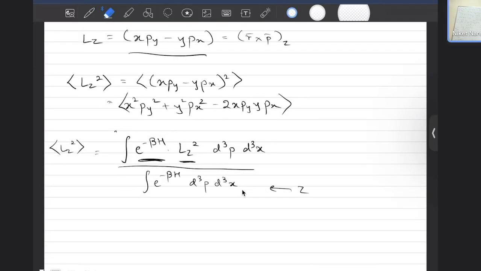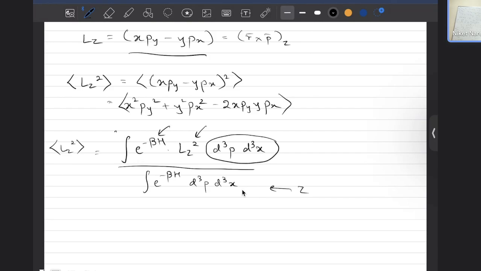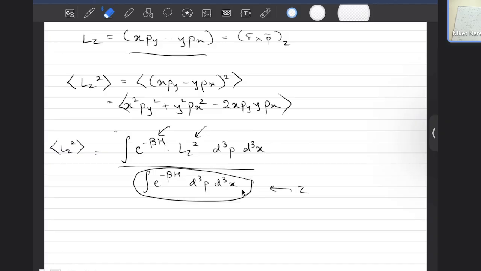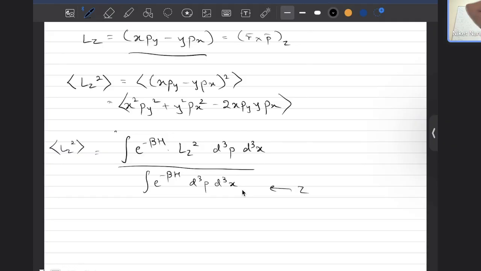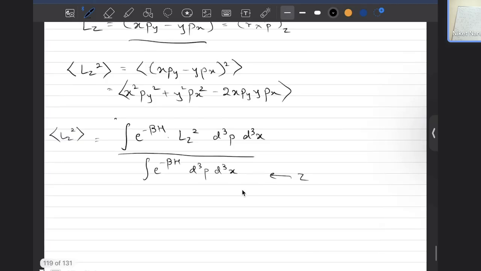So exactly that's what I've written: just the quantity that we require, weighted by this factor, integrating over all the degrees of freedom, divided by Z, which is just e to the power minus beta H integrated over all degrees of freedom. Okay, so this is what has been done in the class as well. Sir has done a similar problem, and this is the approach that he followed. So we'll also follow a similar approach.